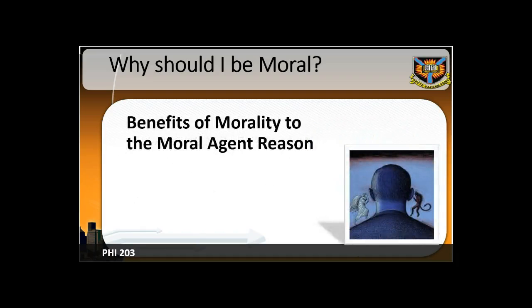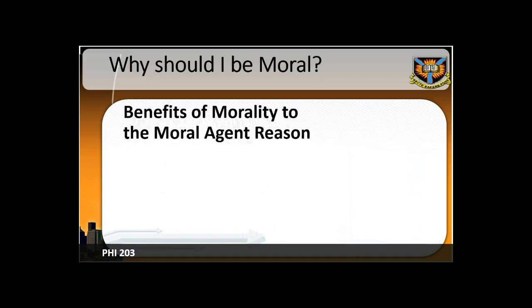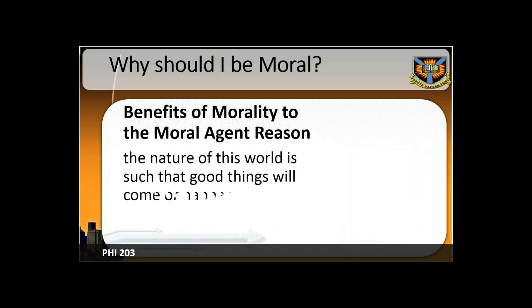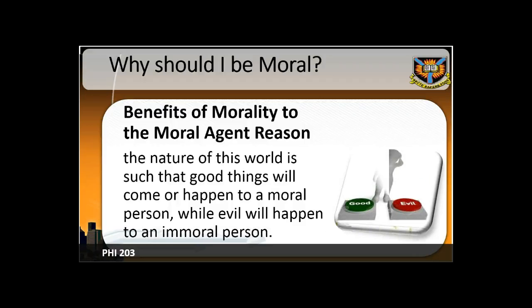Benefits of morality to the moral agent reason. Another reason that is widespread, especially in Africa, is that which holds that eventually the nature of this world is such that good things will come or happen to a moral person, while evil will happen to an immoral person. Among Yoruba people in southwestern Nigeria, for instance, it is a popular saying that Ika konika, rere abeni rere. This Yoruba saying translates as: evil will come upon the wicked, while goodness will come to those that are good.